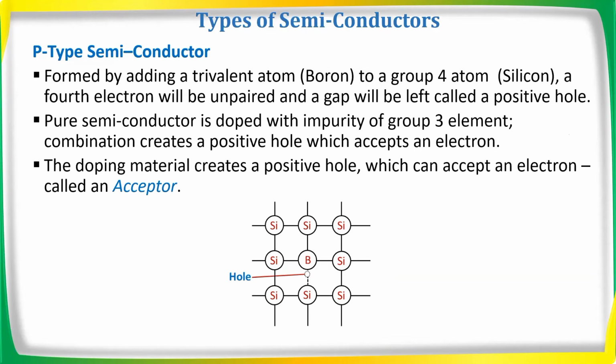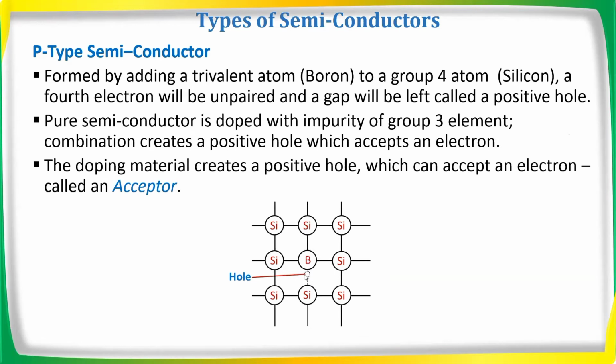Then we have a p-type semiconductor. This one is where we are doping silicon, a group 4 element, that is a semiconductor, with a trivalent atom. Trivalent is a group 3 atom, for example, boron, meaning that the outermost shell of boron has 3 electrons. Remember, phosphorus had 5. This one has 3. And they are forming covalent bonds with silicon.